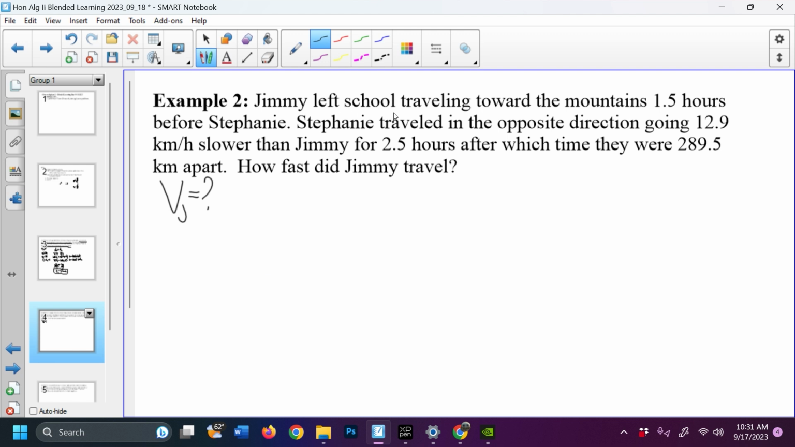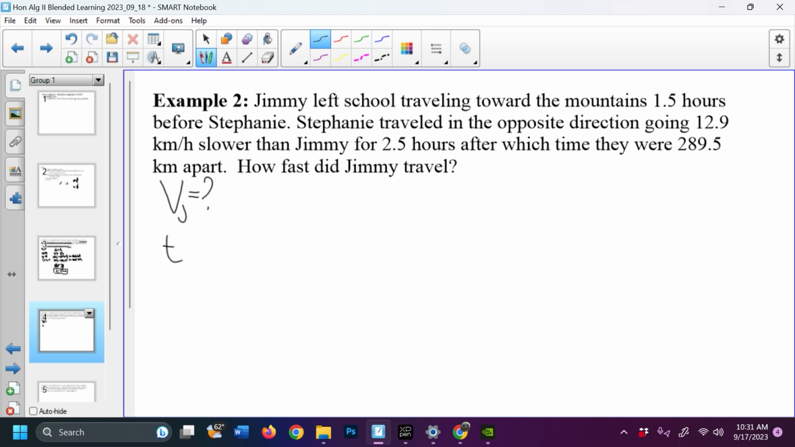So Jimmy left the school traveling towards the mountains 1.5 hours before Stephanie, and then Stephanie traveled in the opposite direction, going 12.9 kilometers slower than Jimmy for 2.5 hours, after which they were that many miles apart. So let's start labeling time.